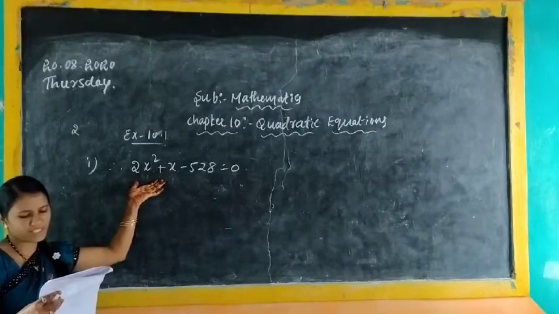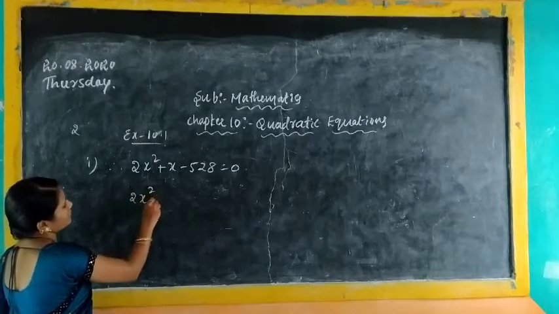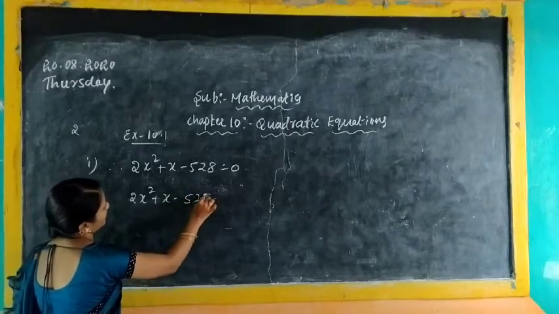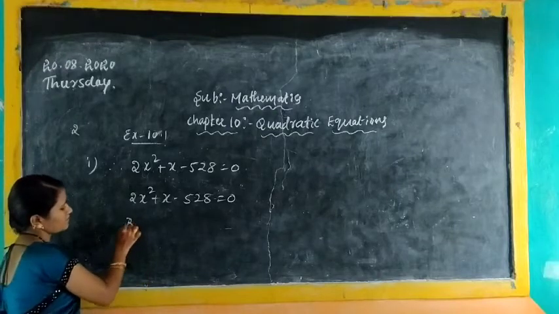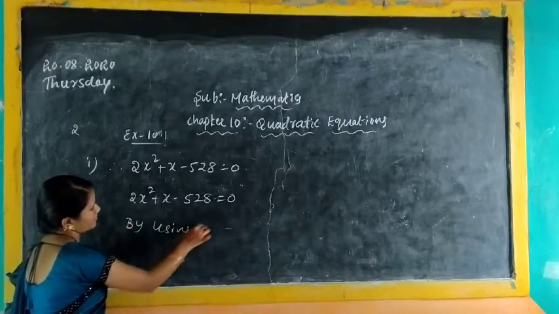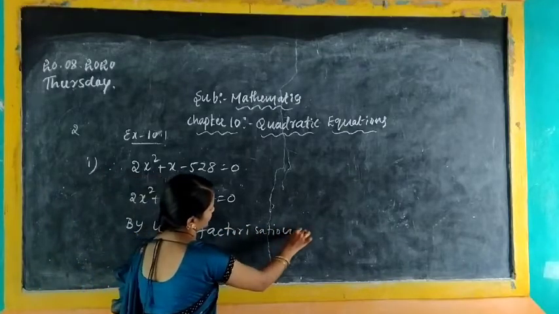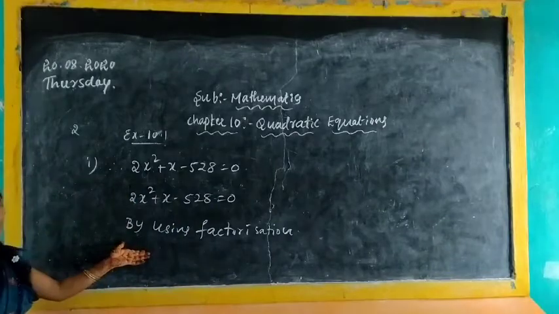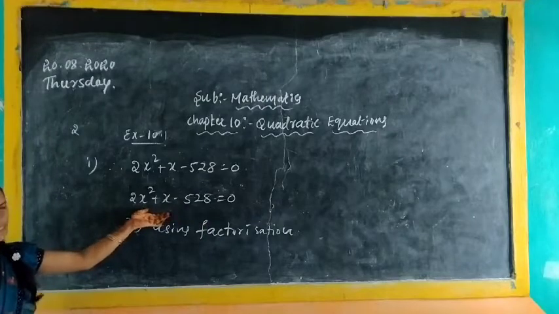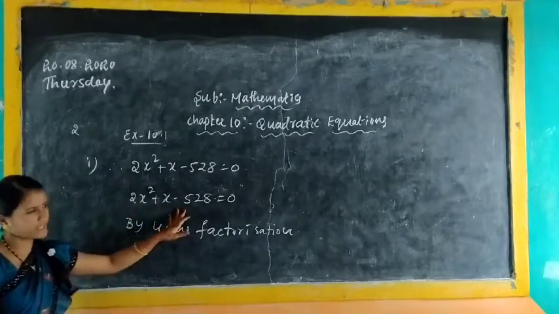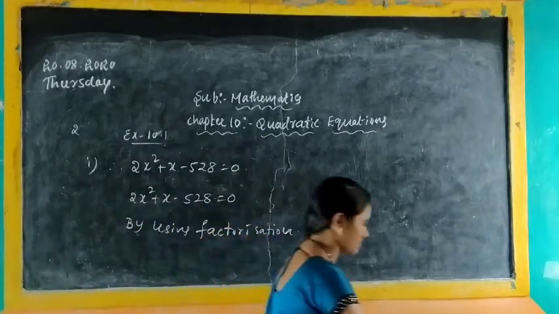But here they said find the length and breadth of the plot. That's why you have to take the equation 2x square plus x minus 528 and solve it by using the factorization method. How do you do it? Multiply 2 into 528, you will get some number. You have to take the numbers by adding and multiplying, and you will get the length and breadth values. Okay. Next.